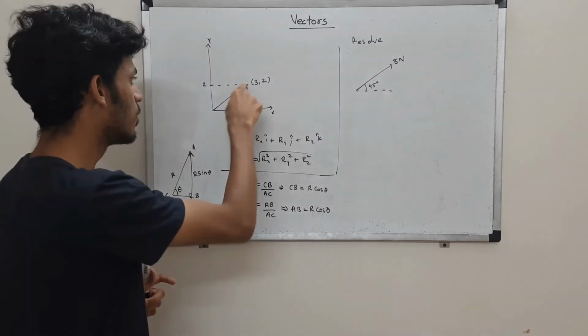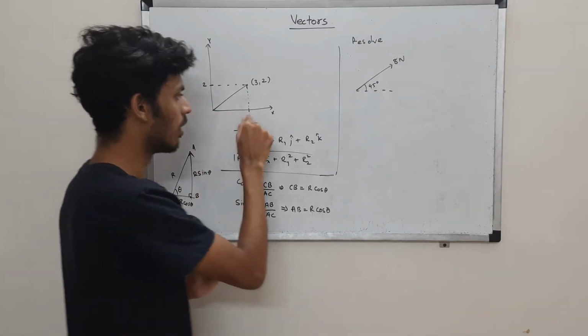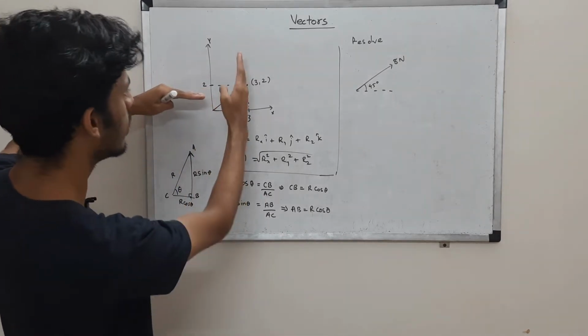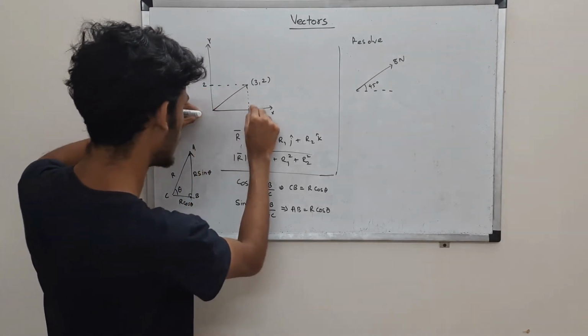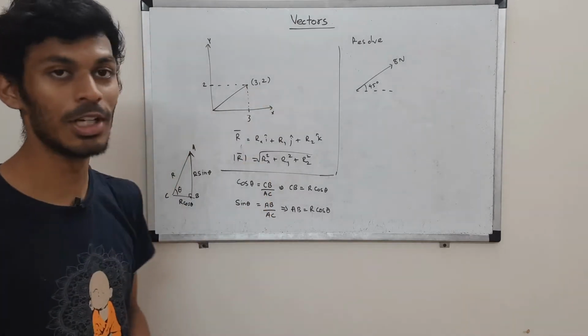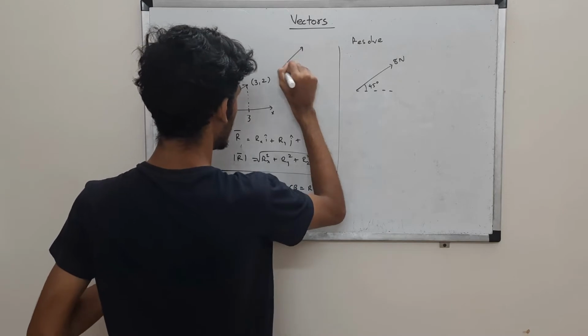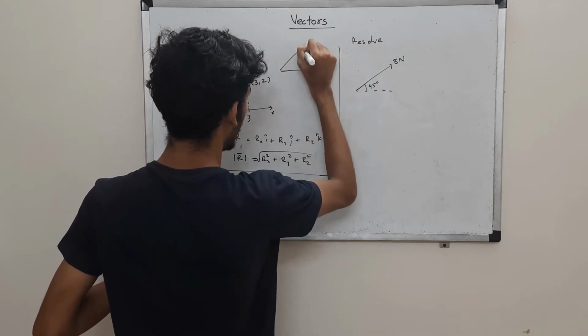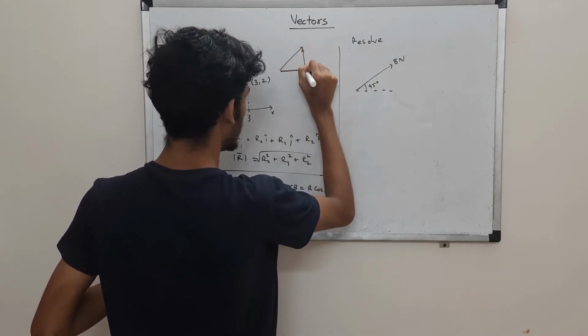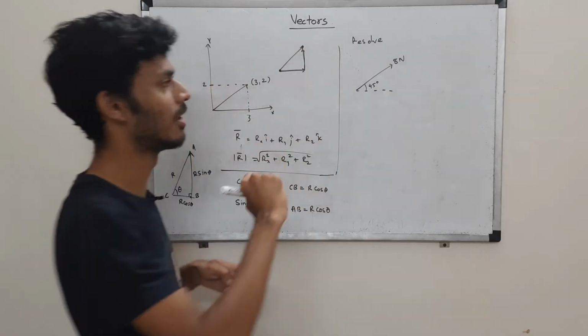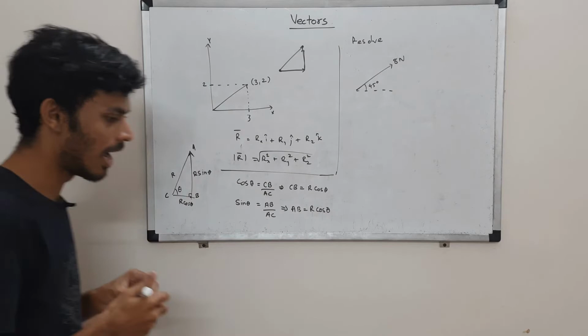If you want to get to this point, you can say move 3 units on the x-axis and move 2 units on the y-axis. Move 3 units on the x-axis and move 2 units on the y-axis. You can see that this is the resultant, right? This is like the triangle law. Move 3 units like this and 2 units like this to get to here, or you can directly go from here to here. That is the idea behind this.